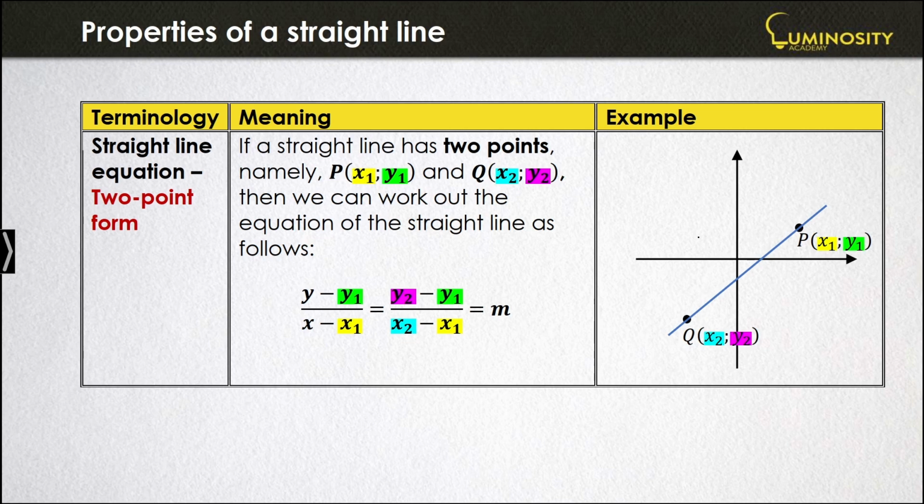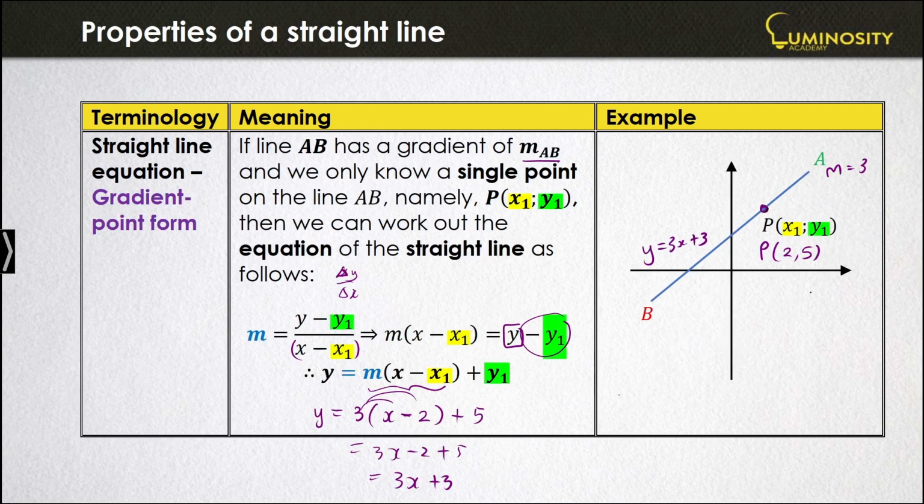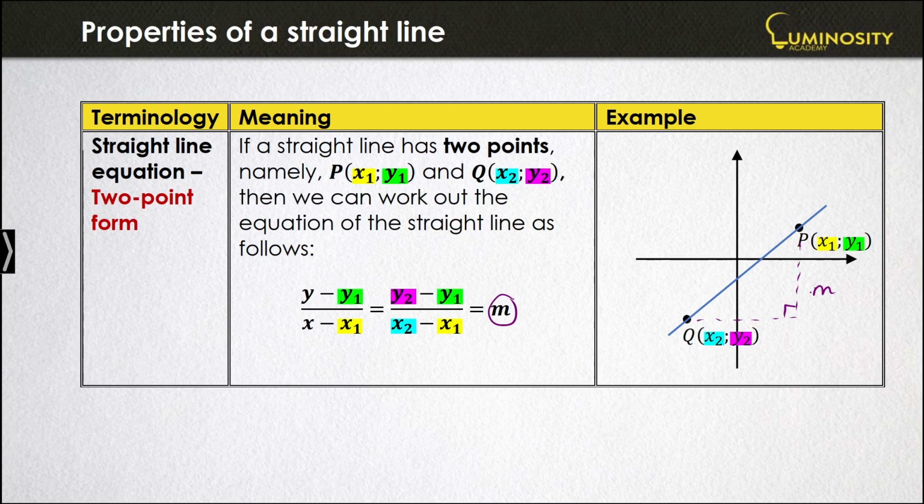Next, we have what we call the two-point form. So again, if a straight line has two points now, P and Q, then we can work out the equation of the straight line as follows. We do a similar thing. We know gradient is y2 minus y1 over x2 minus x1. So we can work out the gradient of the straight line. Once we know the gradient, then we can come back and do the gradient point form again and choose any one of these two points.